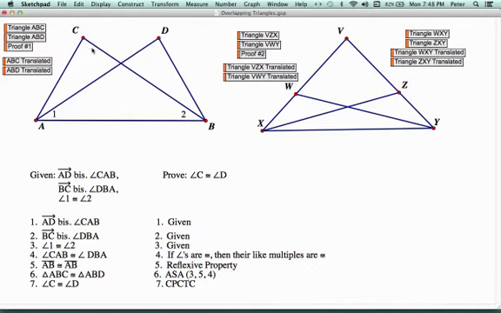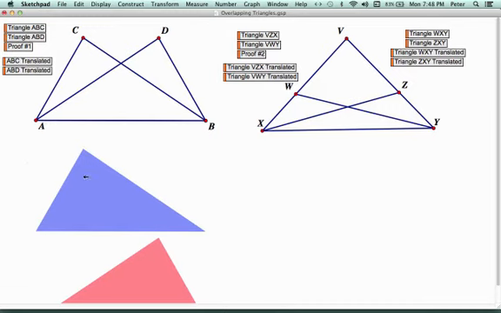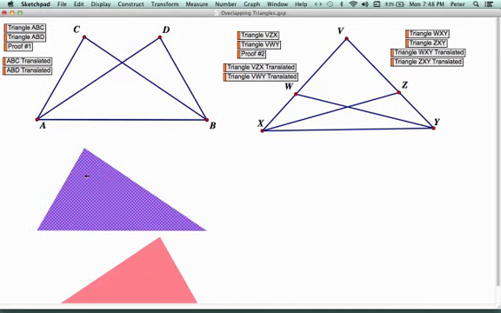Let's say you also knew that angle 1 was congruent to angle 2. Could you prove that angle C was congruent to angle D? Well, let's walk through it, and the key step is going to be separating the triangles. So let's see if we can do that first. I'm going to hide the proof for a minute and translate these again.